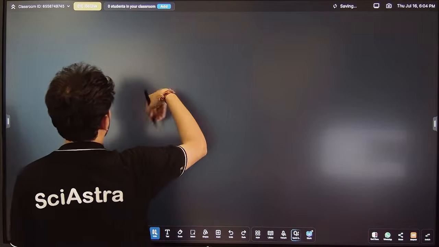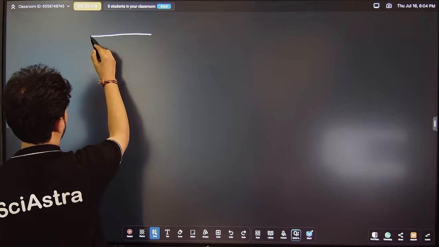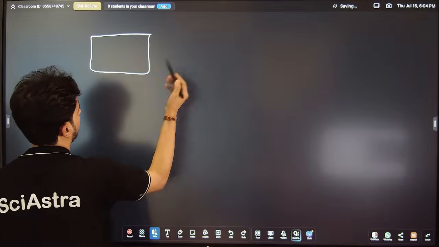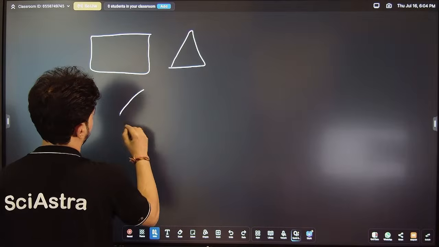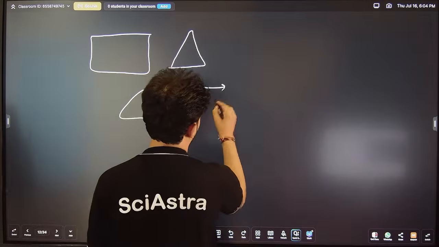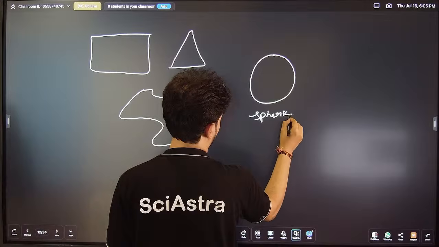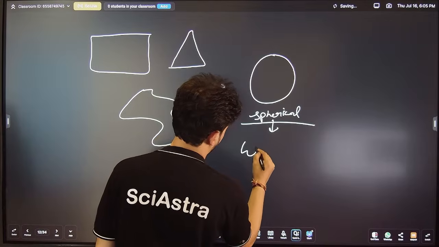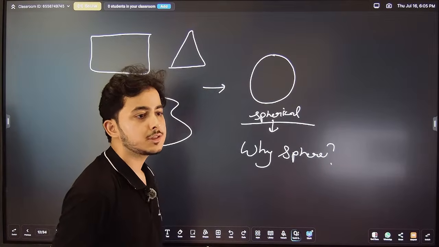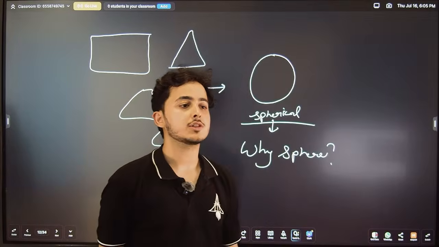So the next topic is this. The cell can take any shape. It could have been rectangular or cuboidal, it could have been this kind of shape or this kind of shape. There are different shapes that the cell could have taken. But most of the cells, if you see, are spherical. So why a sphere? Can you tell? Why do cells attain a spherical shape?